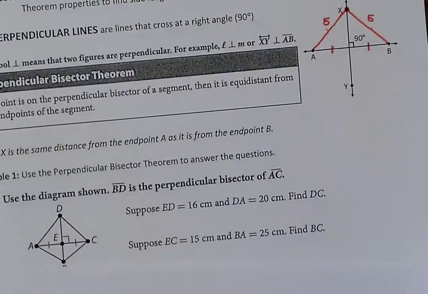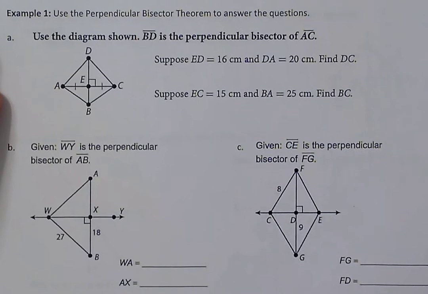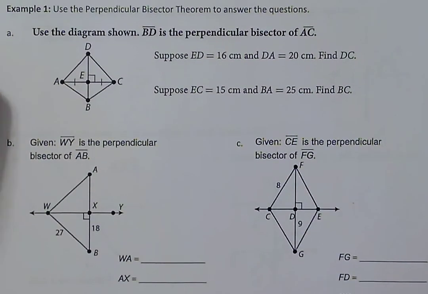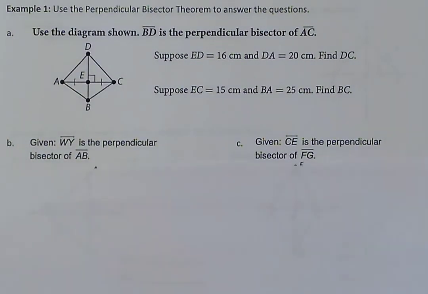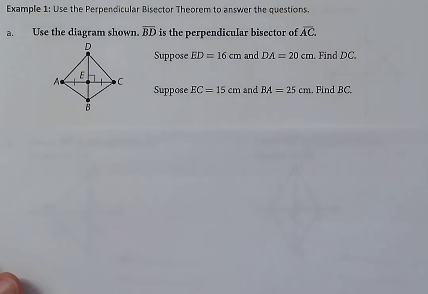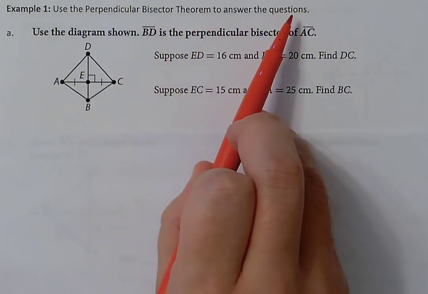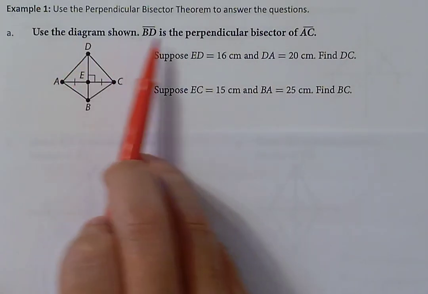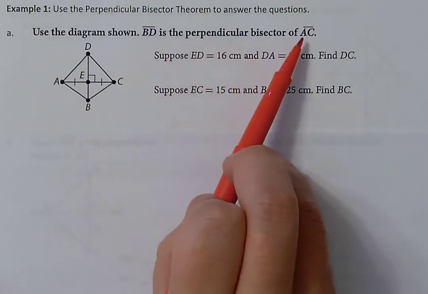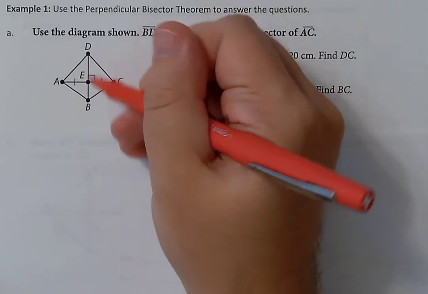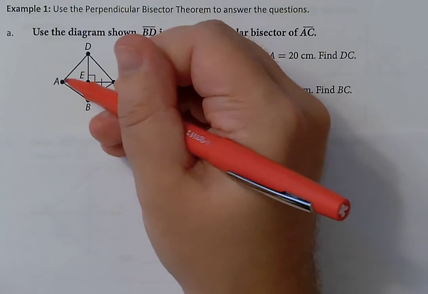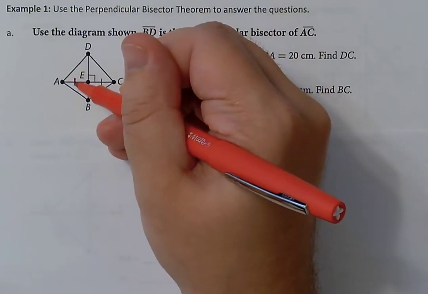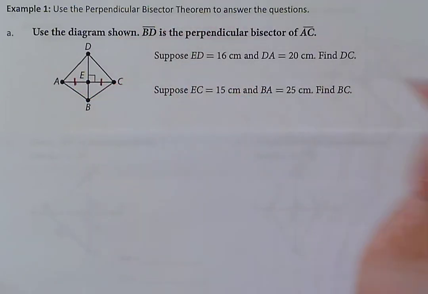For example 1, part A, let me go ahead and move this up here. For example 1, part A, it says to use the perpendicular bisector theorem to answer the questions. Now for part A, it says use the diagram shown. BD is the perpendicular bisector of AC. So this crosses at 90 degrees with this line, and it cuts this in half, so I know AE is the same measure as EC.